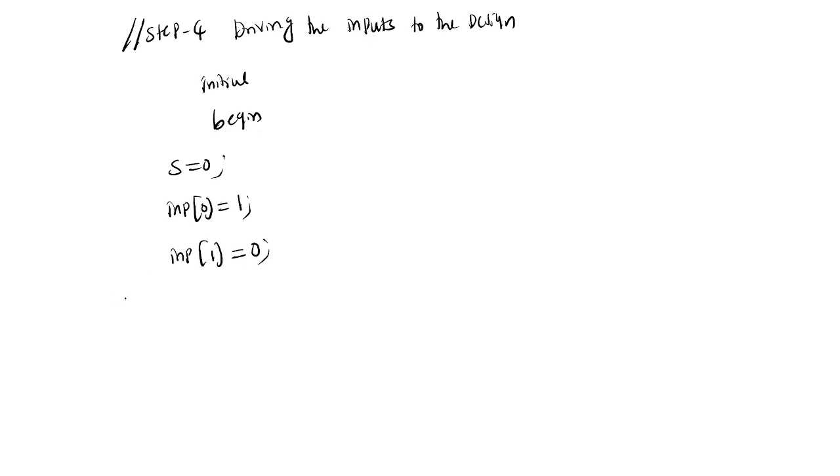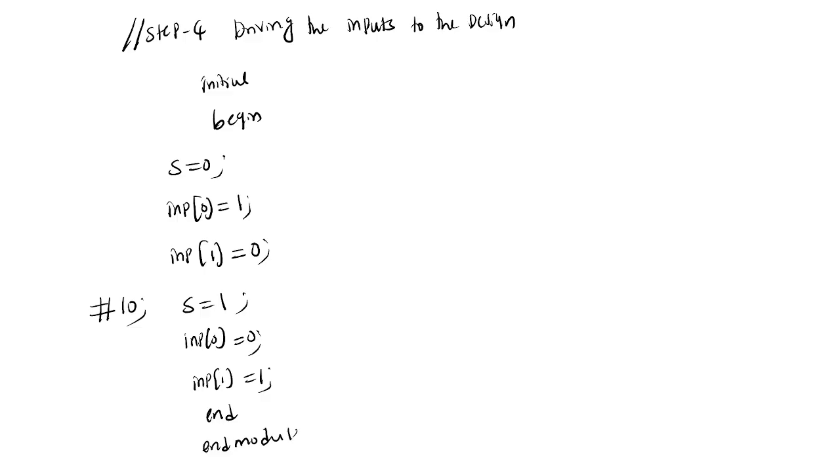After 10 time units, you give a delay of 10, s equal to 1, and here I am giving inp 0 equal to 0 and inp 1 equal to 1. End, and end module. Did you understand the test bench, how I am writing it?